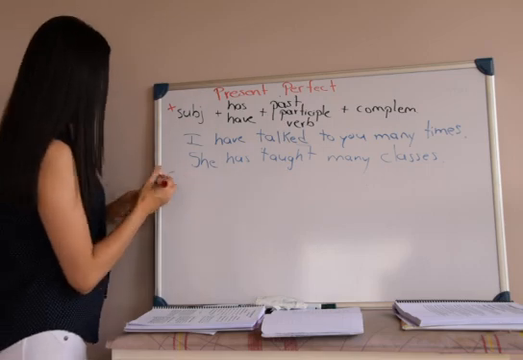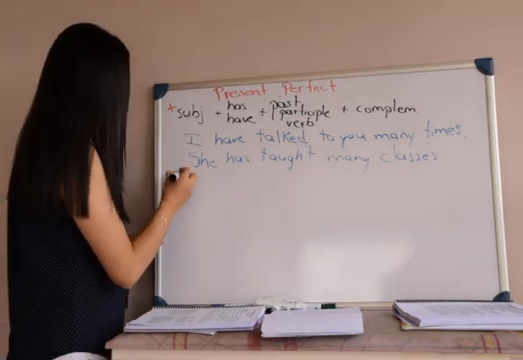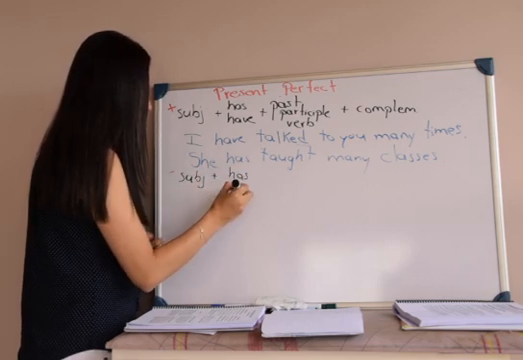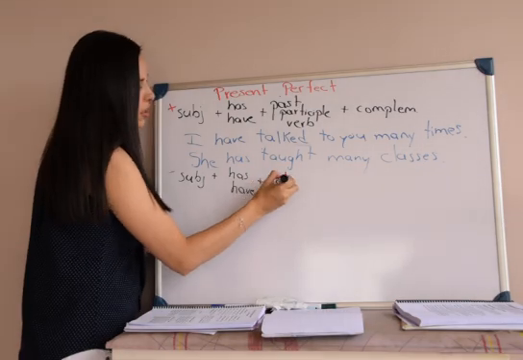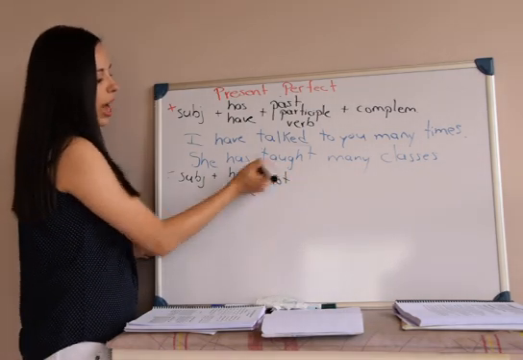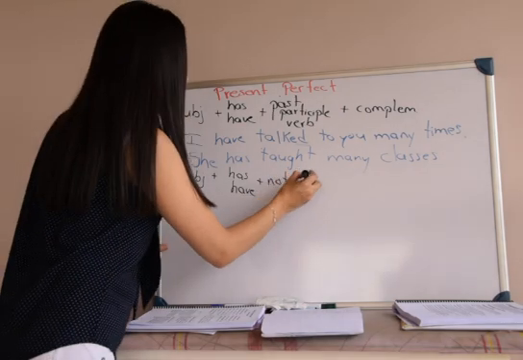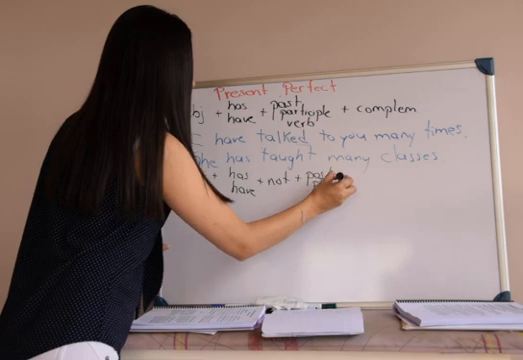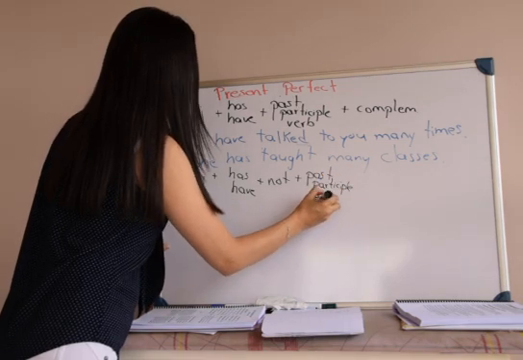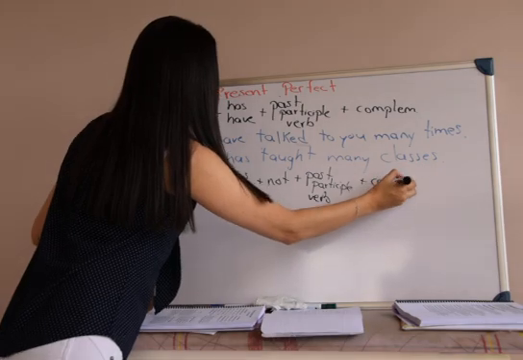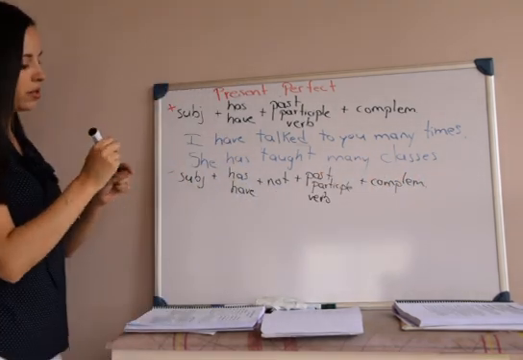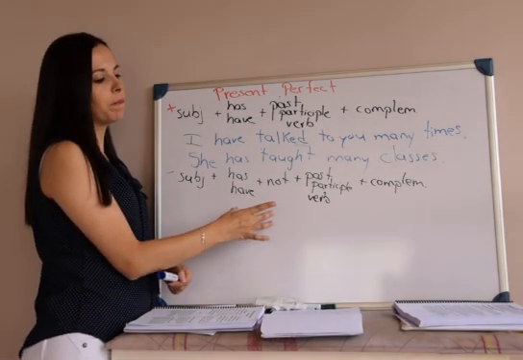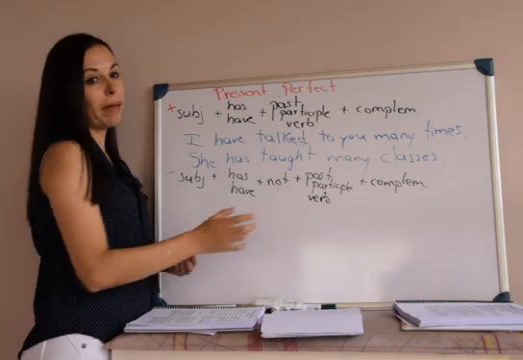Now, negative. In the negative, we have the same subject plus has or have plus not. Okay, that's the only thing that we need to add. We add a not before the past participle verb and then the complement. So just remember to add it after the auxiliary and before the main verb.